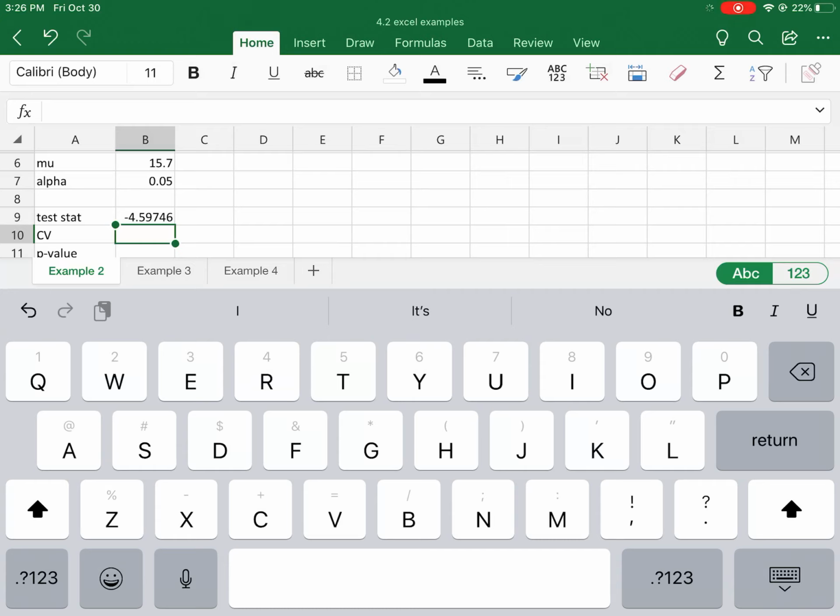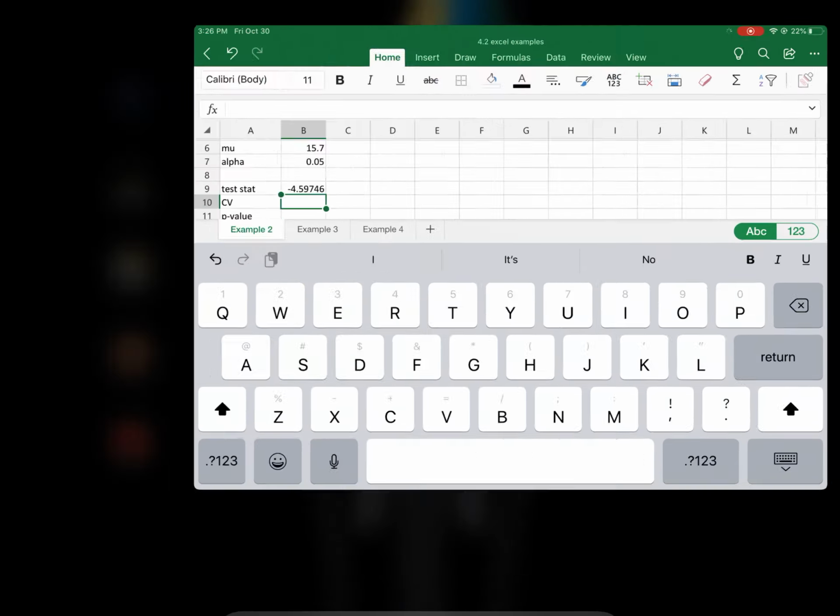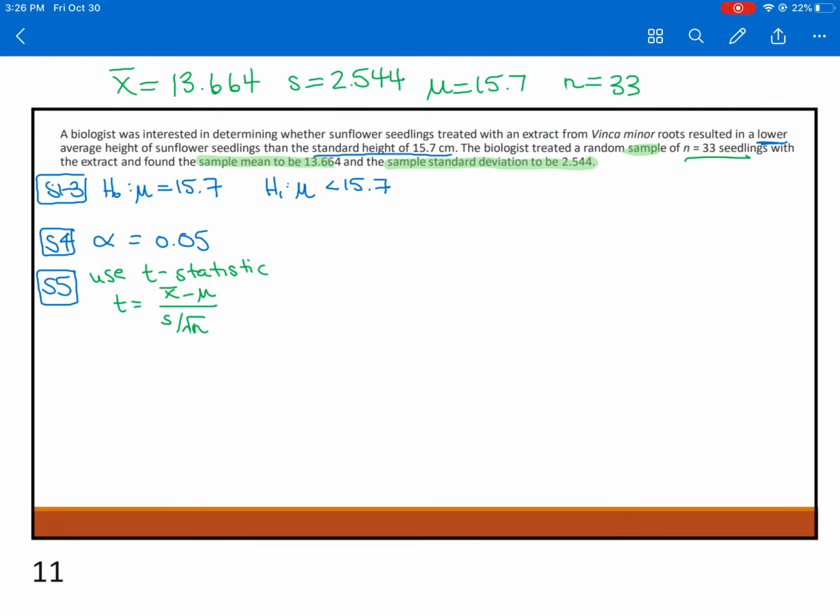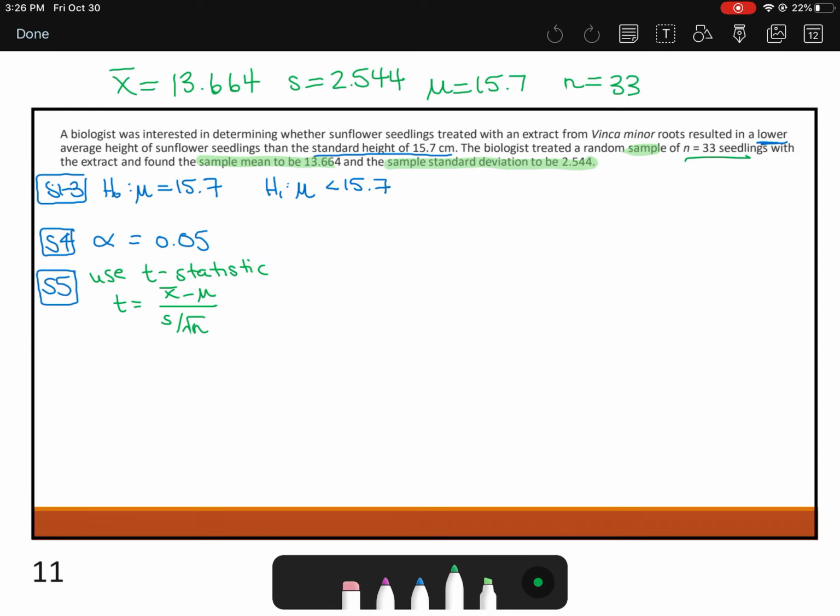So here I get negative 4.59746. Okay, so I'm just going to go ahead, which is approximately negative 4.597. Okay. Now step 6, so again, I'm going to use both.